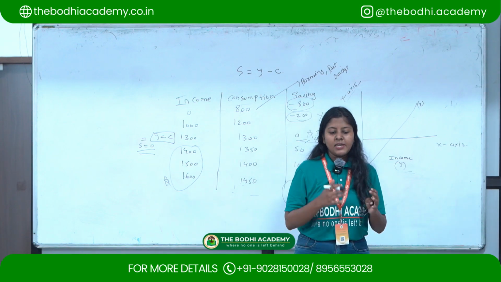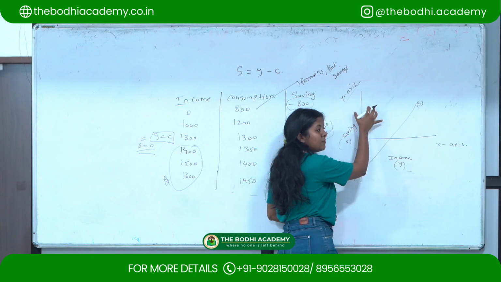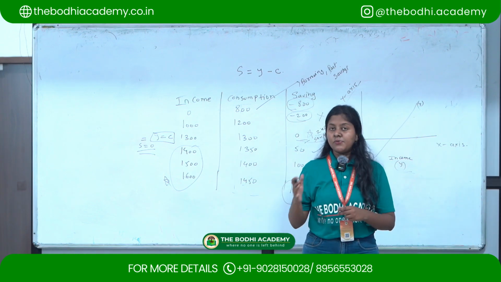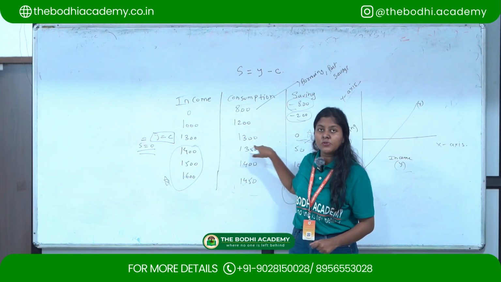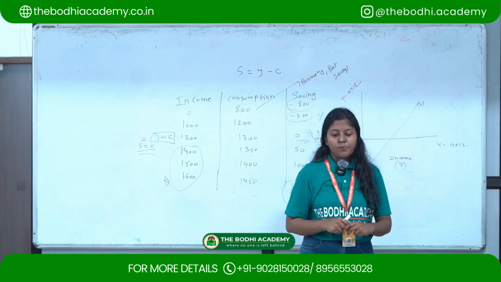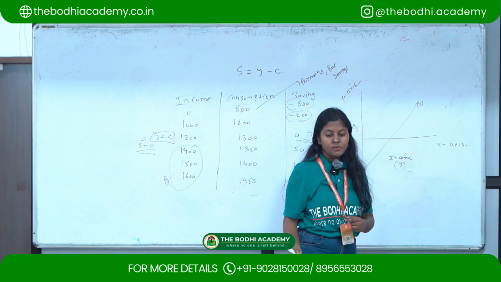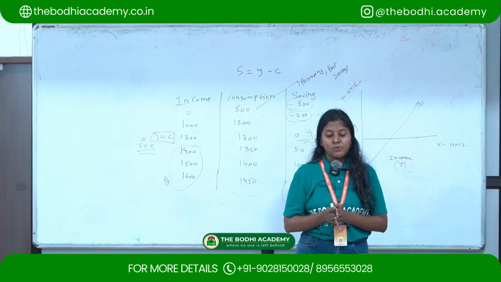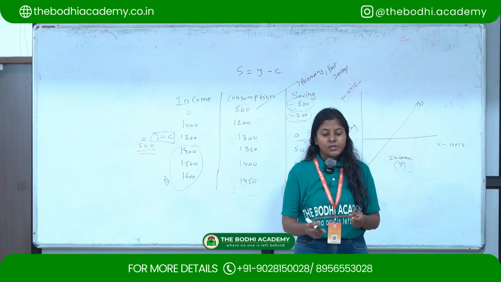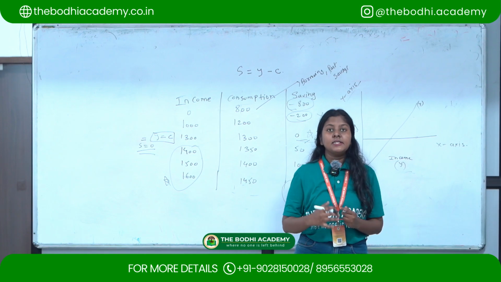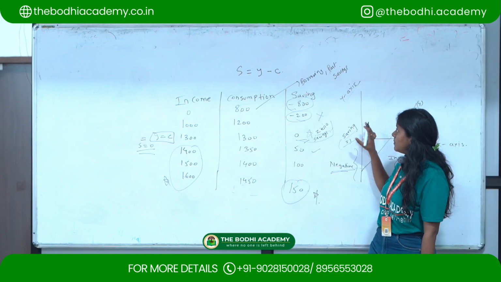Now saving increases with an increase in income. As saving increases, it becomes positive. When income is 1300 over here, saving was 0 because we spent everything. So the break even point occurs at this part, where saving is equal to 0. After the break-even point, as income increases, saving also increases. This is what I have explained with the help of this schedule and the diagram.